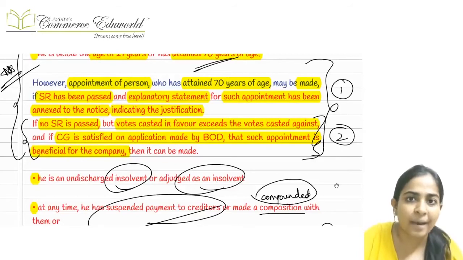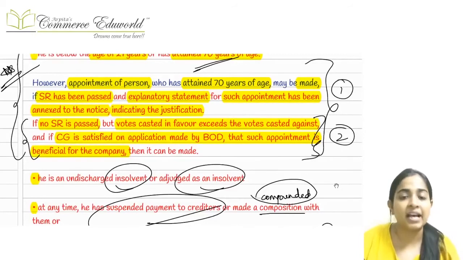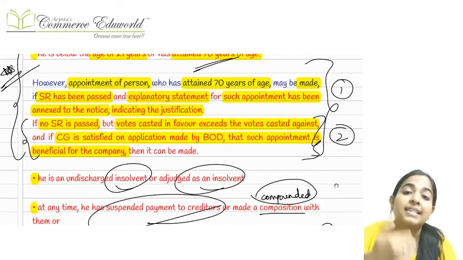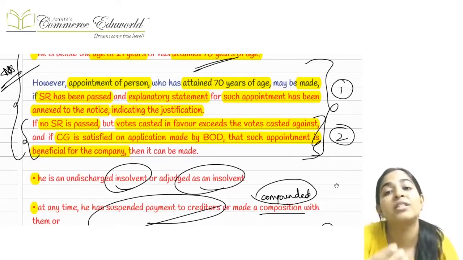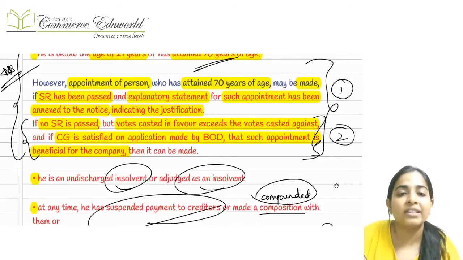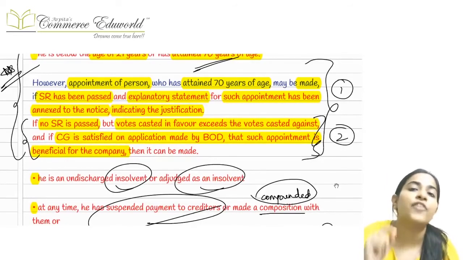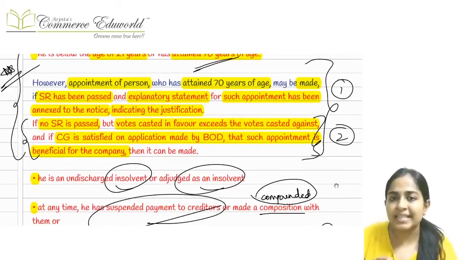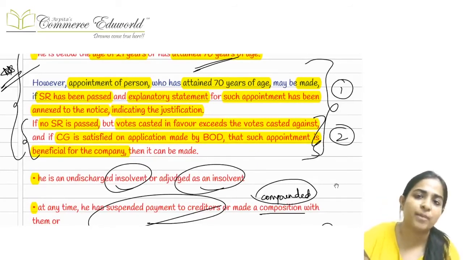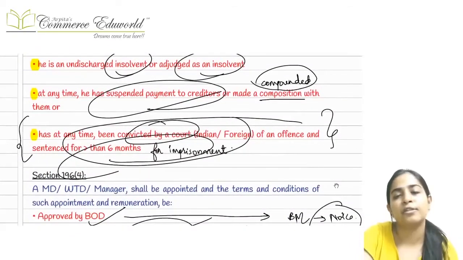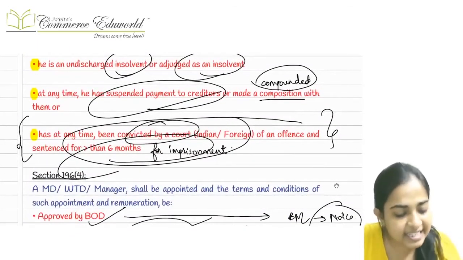If you are not able to pass SR, but you have passed a resolution where the votes cast in favor are more than the votes cast against it, and plus you have taken the CG approval, in this case you have to take CG's approval. If you have taken that, then the appointment will be valid of this person who has already attained the age of 70 years.